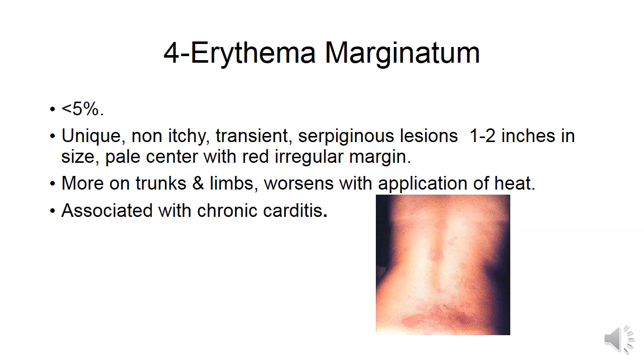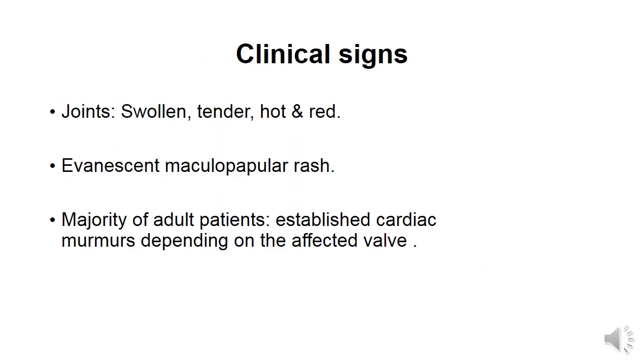Fourth is erythema marginatum. Erythema marginatum usually affects less than 5% of cases, with unique, non-itchy, transient, serpiginous lesions 1 to 2 inches in size with a pale center and red irregular margin. They occur more on the trunk and limbs, and they worsen with the application of heat. Usually, erythema marginatum is associated with chronic carditis. Evanescent maculopapular rash.